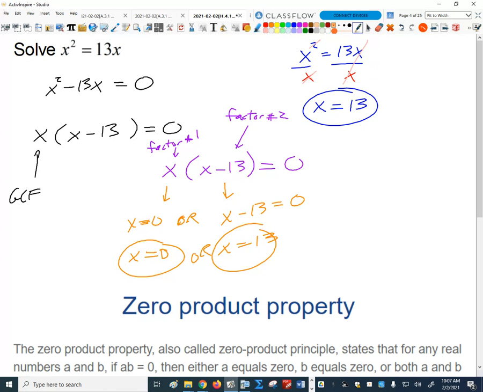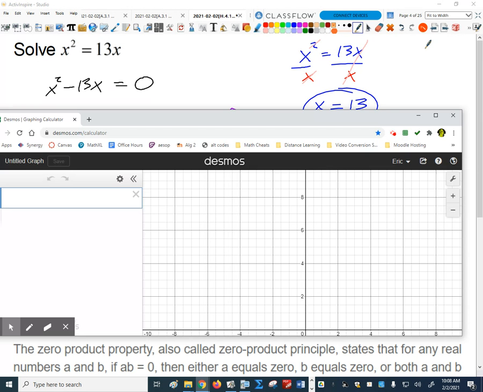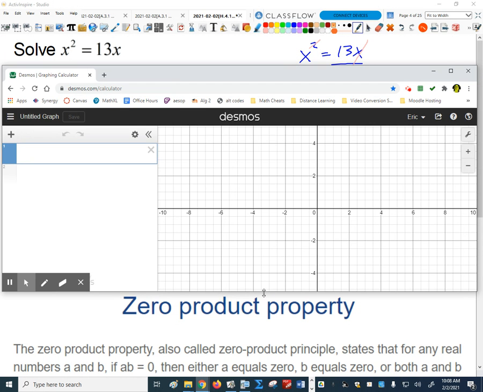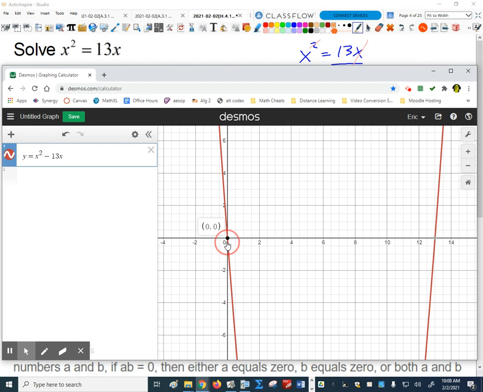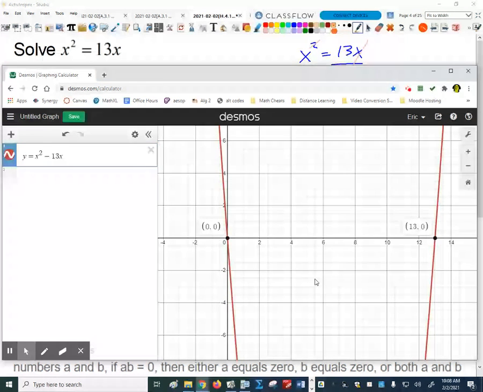Let's graph the function in Desmos. There we go. Okay, if I graph this function, let's see, y equals x squared minus 13x, right? Look what happens. Look at that. I get solutions at 0 and 13. Those are my x values, right? Everybody see that? Okay.